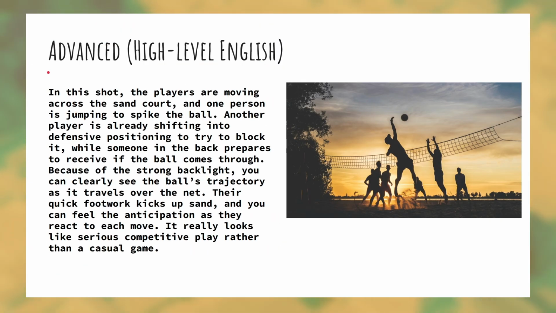Now let's look at an advanced level description. In this shot, the players are moving across the sand court, and one person is jumping to spike the ball. Another player is already shifting into defensive positioning to try to block it, while someone in the back prepares to receive if the ball comes through.